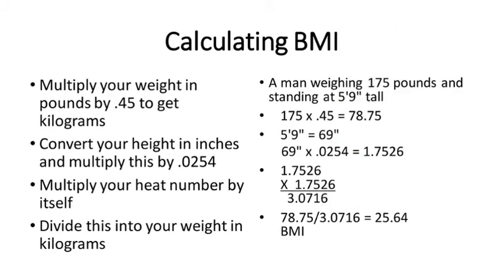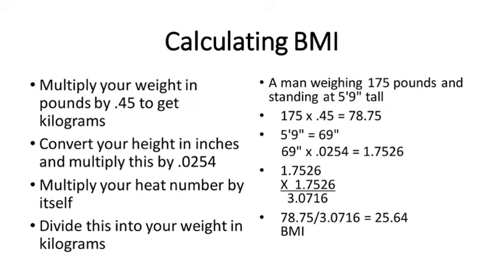So at this time, I want you to calculate your BMI. You will take your weight in pounds and times it by 0.45 to get kilograms. You then will convert your height in inches and multiply this by 0.0254. Multiply your height number by itself and divide this into your weight in kilograms.